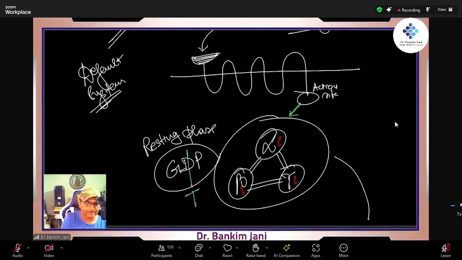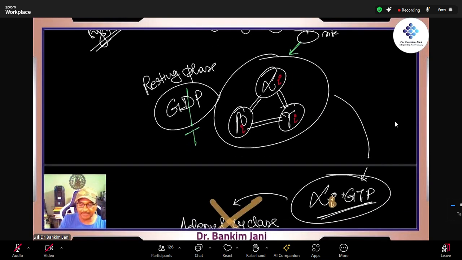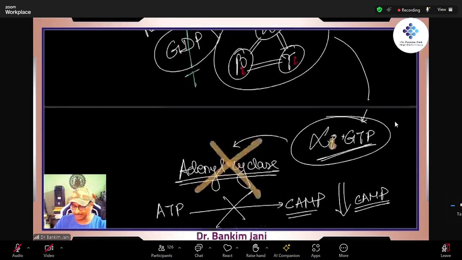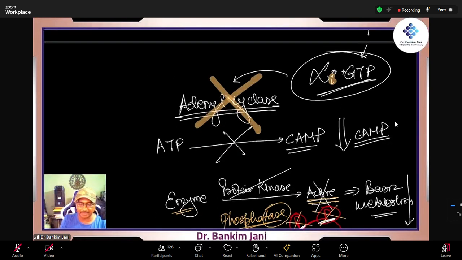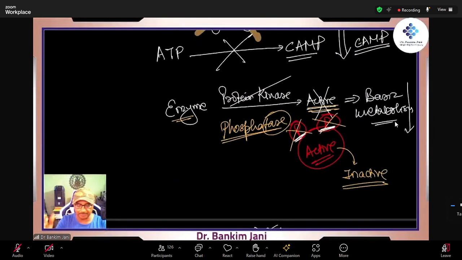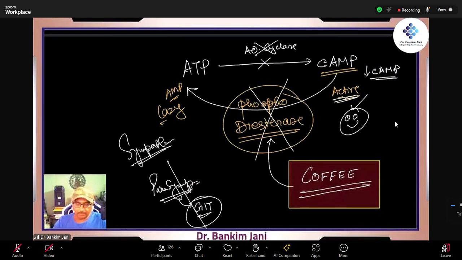It will act on this. Parasympathetic is the default system. Right? So it will activate again, the resting phase, GDP is there. And as it is activated, once again, there is the alpha GTP combination, and adenylyl cyclase will be inhibited because it's an inhibitor protein. So ATP to cyclic AMP conversion stops, cyclic AMP drops. And the enzyme which was activated is deactivated by phosphatase, by knocking off the phosphate. They are back to that inactive state. So everything cools down.